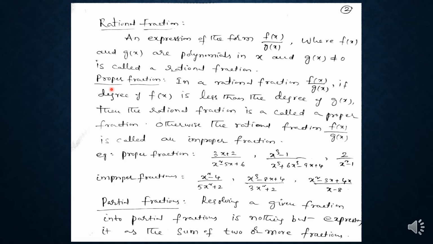So in rational fractions there are two types of fractions: one is the proper fraction and the other is the improper fraction. In a rational fraction f(x)/g(x), if the degree of the numerator f(x) is less than the degree of g(x), then it is called a proper fraction. Otherwise, if the degree of the numerator is greater than or equal to the degree of the denominator, it is called an improper fraction.